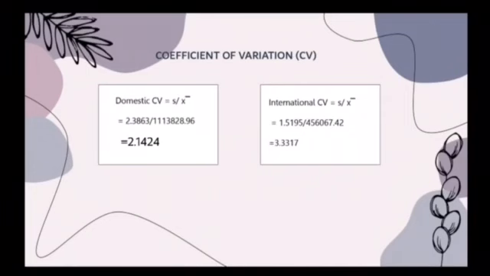Coefficient of variation. To find the coefficient of variation, just divide the standard deviation by the mean. The answer for domestic is 2.1424 and for international is 3.3317. Since international is higher than domestic, we can conclude that international has more relative dispersion than domestic.